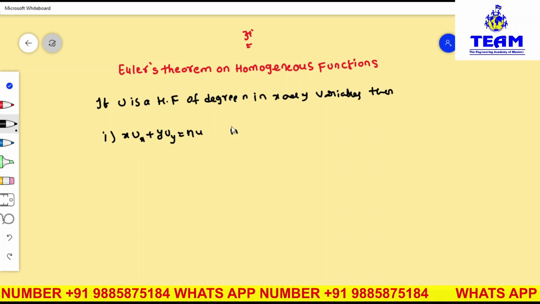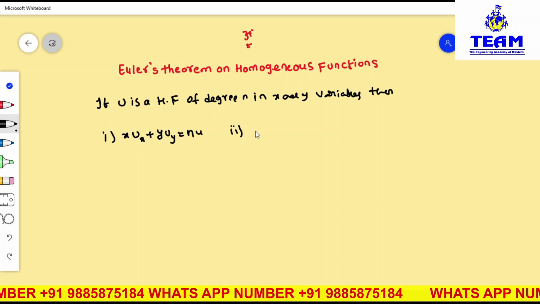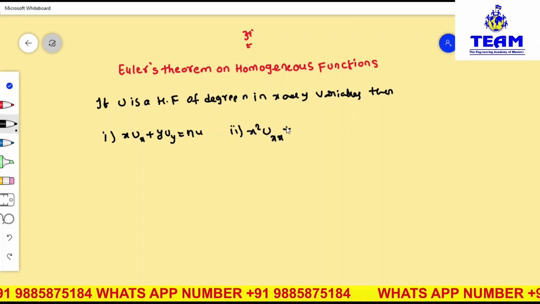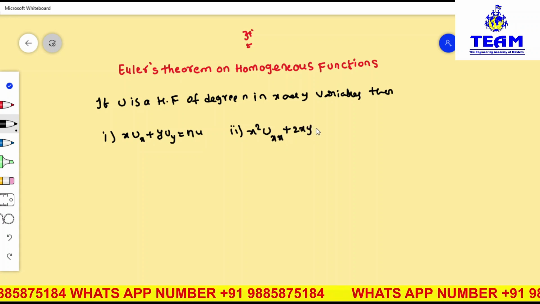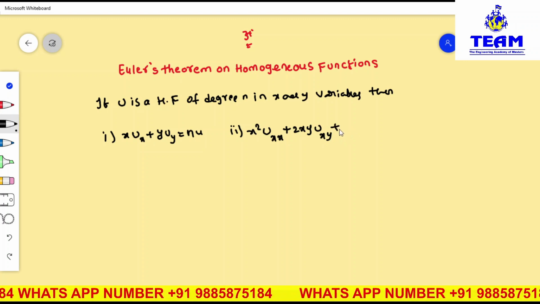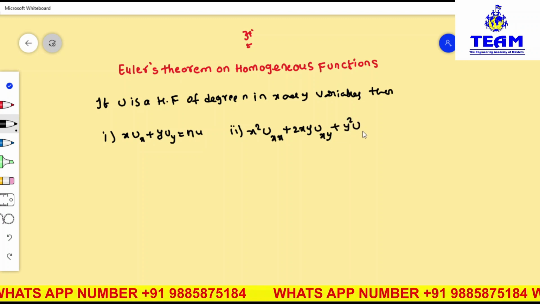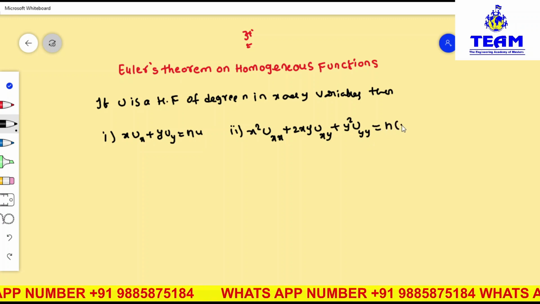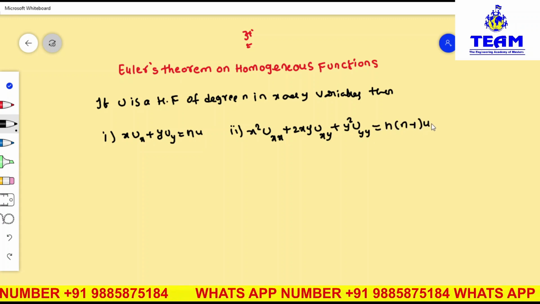And the second statement we have is x² ∂²u/∂x² + 2xy ∂²u/∂x∂y + y² ∂²u/∂y² = n(n-1)u.